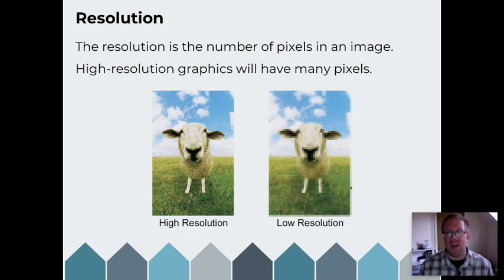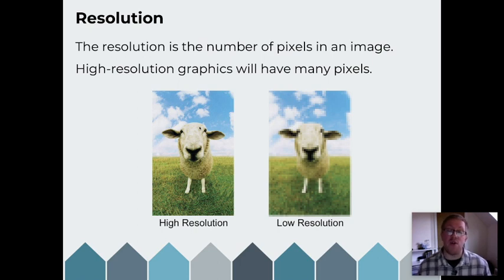Whereas if you look at the sheep on the left, it's low resolution because there's not as many pixels in it. Now, because I don't have to store as many pixels in my low resolution image, the size of that file is smaller than my high resolution. So essentially speaking, high resolution, high quality, high file size. Low resolution, low quality, low file size.